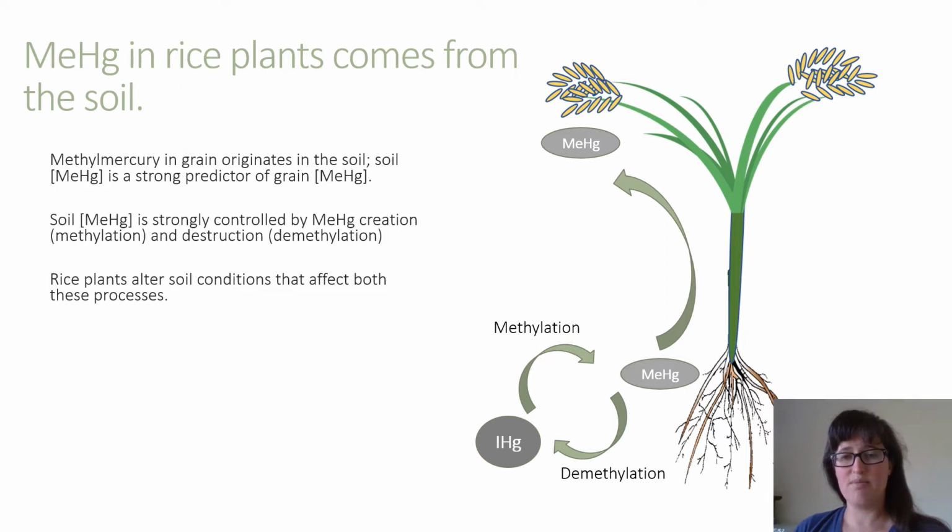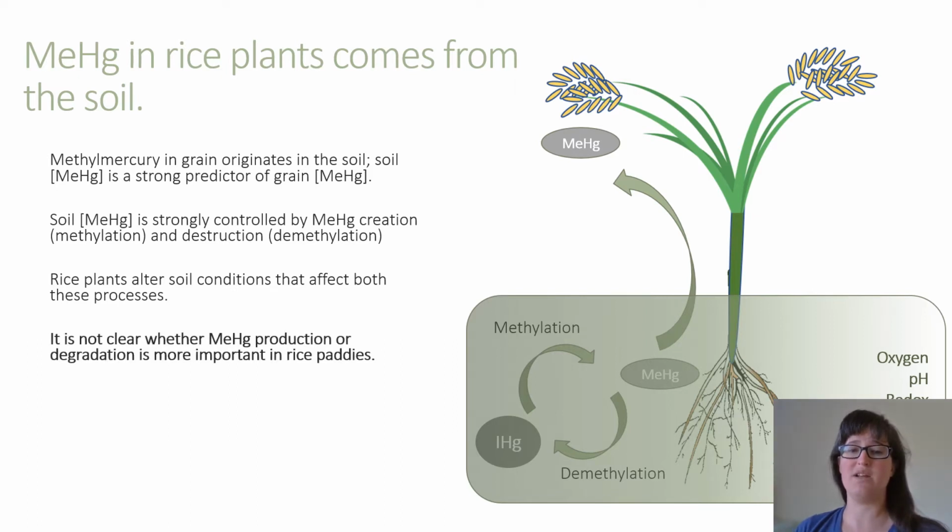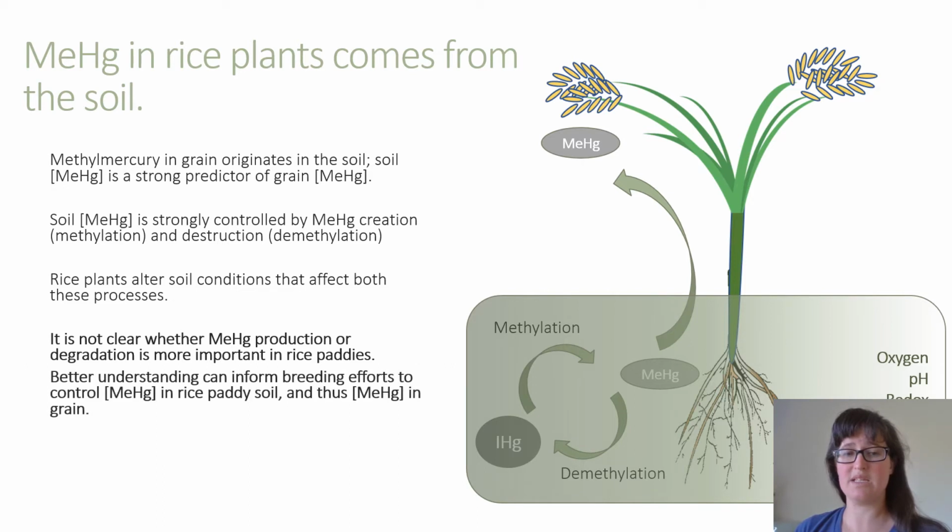Now, since these are both biotic processes, as you might expect, the activity of the plant itself alters the soil biogeochemistry in ways that have the potential to affect methylation and demethylation in rice paddy soil. But unfortunately, the majority of the work on methylmercury biogeochemistry has been carried out in natural systems, and it's not really clear whether methylmercury production or degradation is more important in controlling soil methylmercury levels in rice paddies.